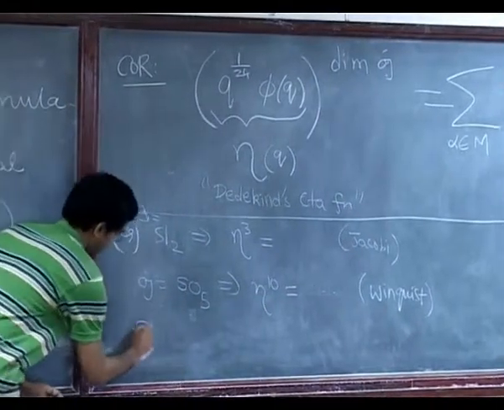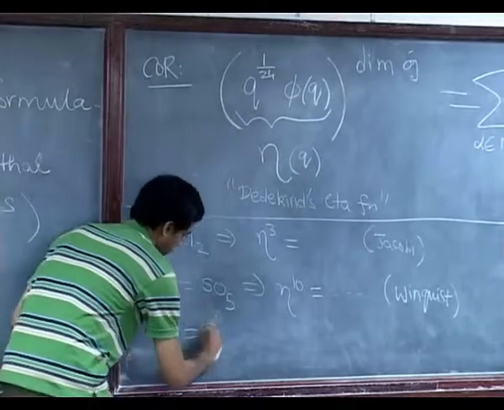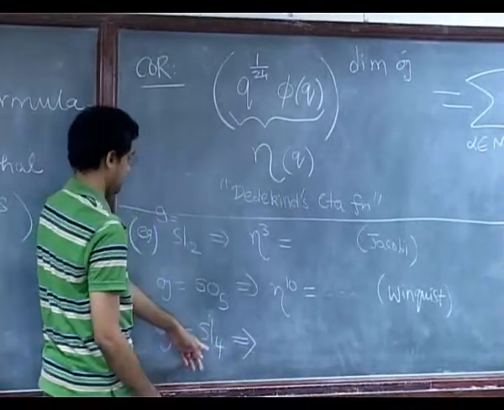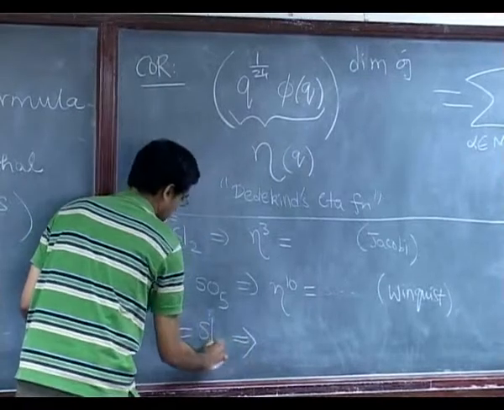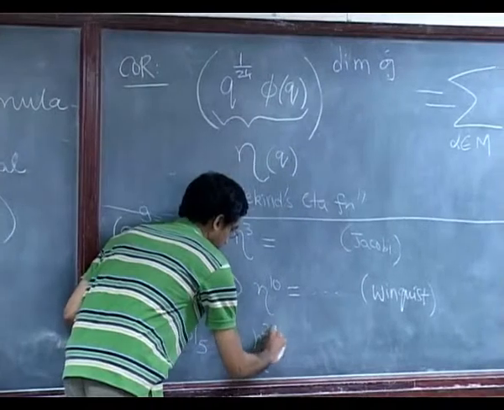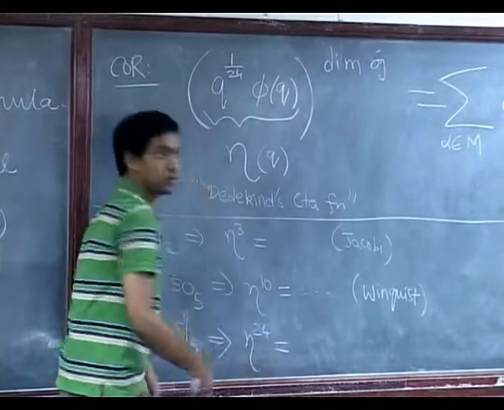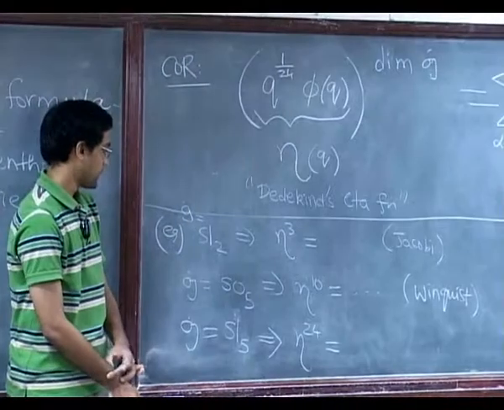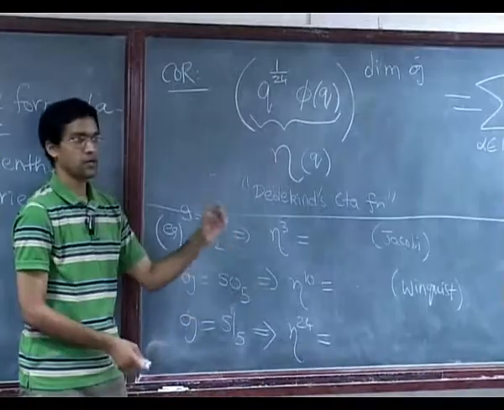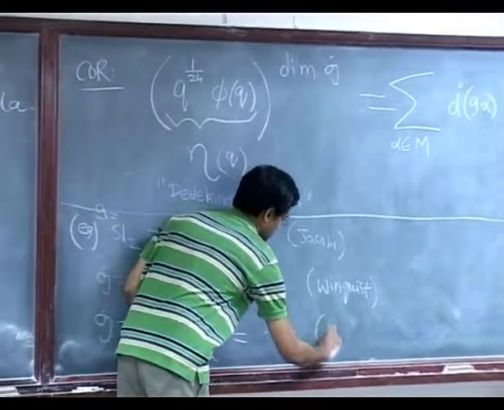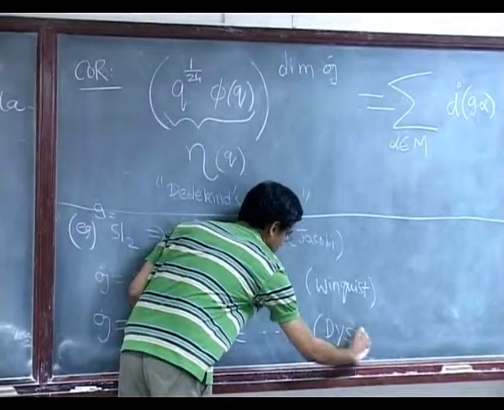And if you take G to be SL5, which is A4, then it gives you an identity for the 24th power of the eta function. Therefore, it gives you an identity for that Ramanujan function itself, and this corresponding formula is the one which I said was found by Dyson. This is called Dyson's identity.